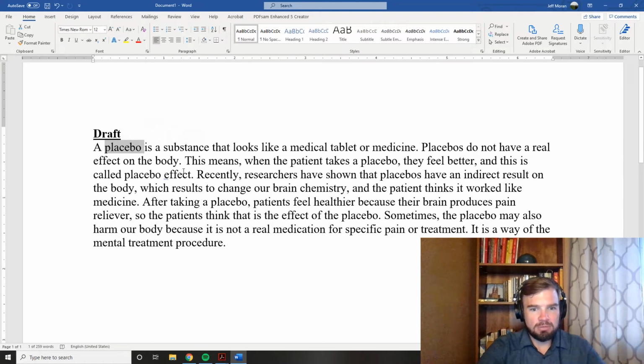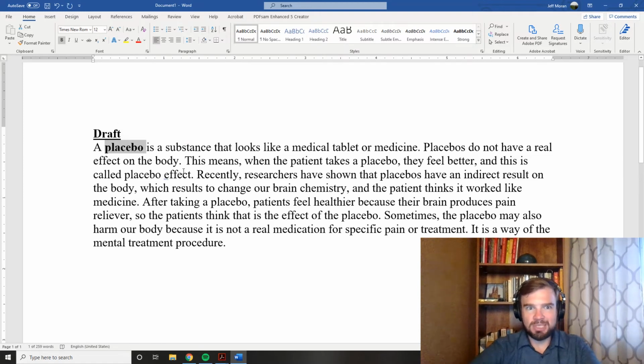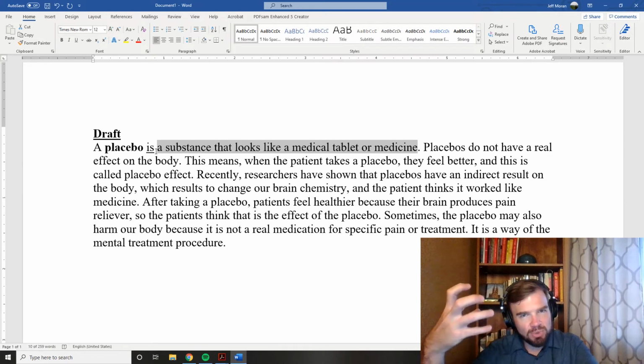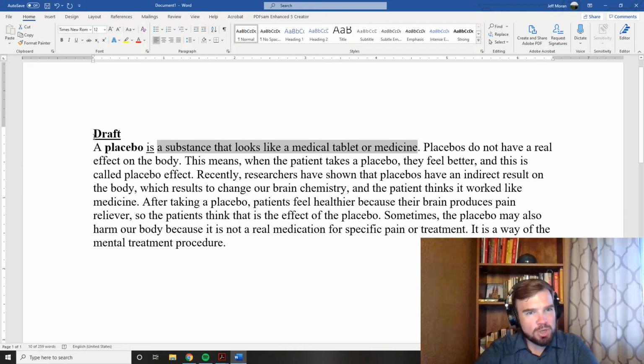Placebo, noun, subject, is, verb, right? And then we get all this information that just describes or tells us what a placebo is, right? We don't get a new subject, we don't get a new verb, we don't get a lot of other complex information. We just really have one subject and one verb in this sentence, right? So this is a simple sentence.